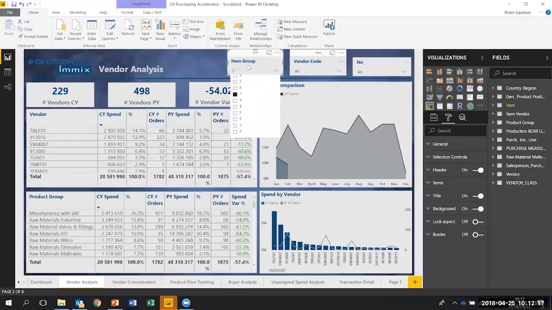Big uncaptured. So there are a lot of vendors that they were purchasing these items from last year that are no longer on the system. You can see them over here.